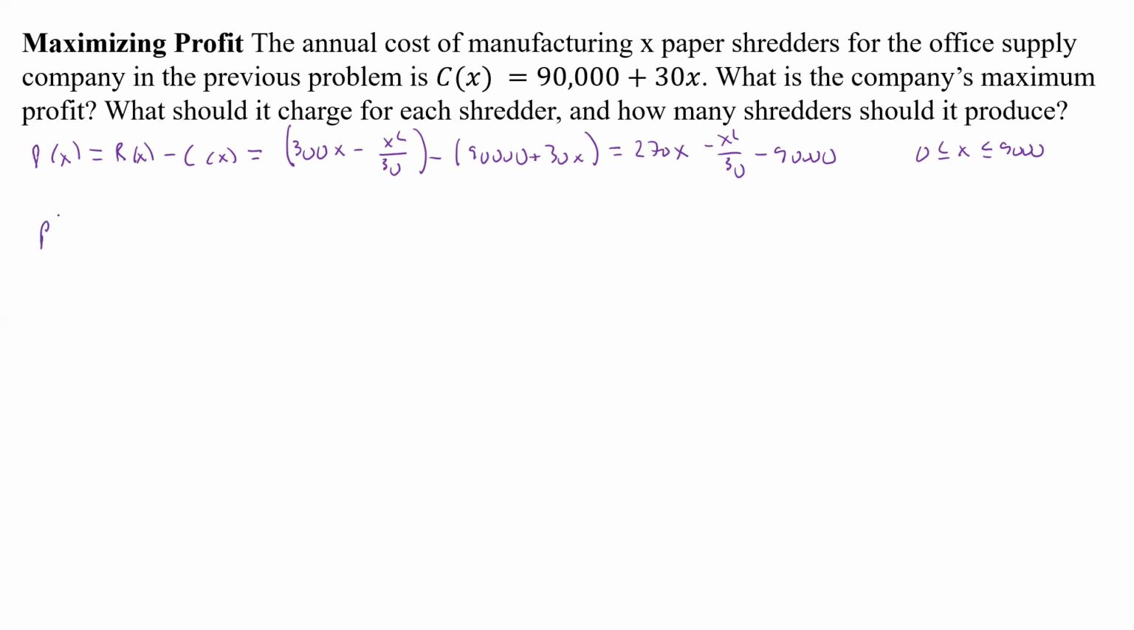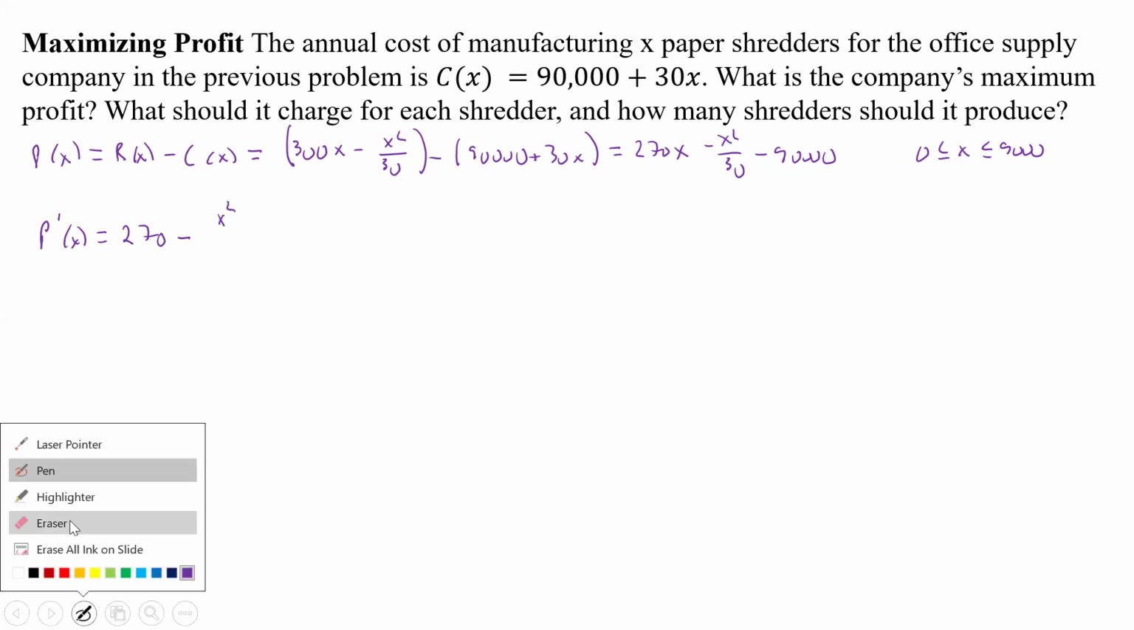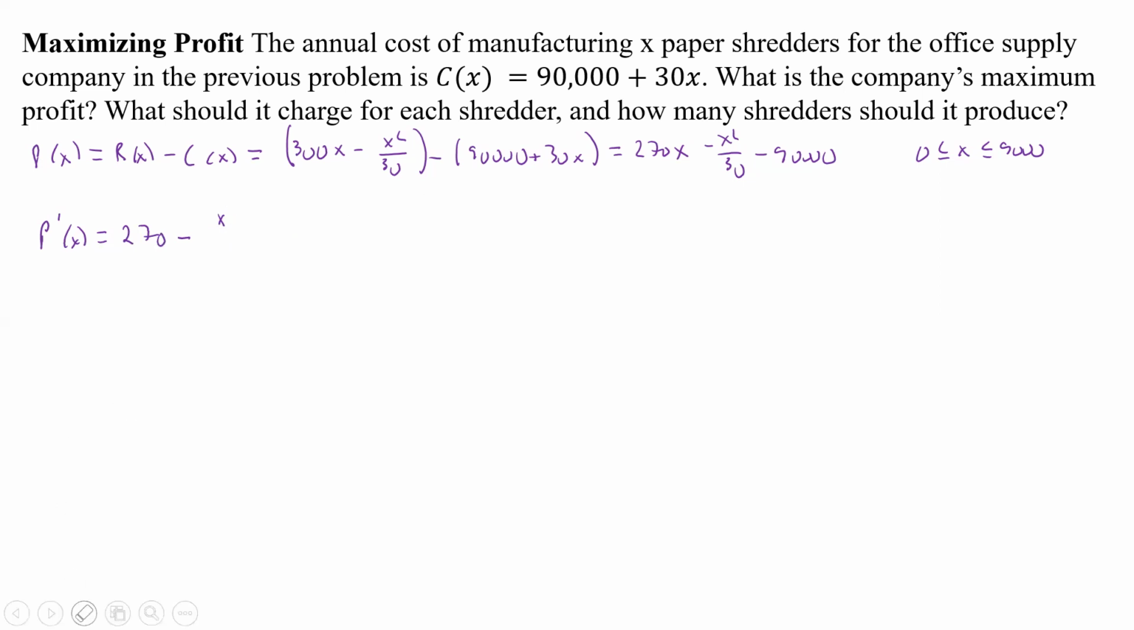Let's find the first derivative. So 270X, well, that'll give us 270. And then we'll have minus. Now that comes down 2 and then 2 out of 15. So that's going to be minus X squared, not X squared. I don't know why I keep writing X squared, but it's X. X over 15. And 90,000, that's a number, so it just disappears. So that would be what we have.